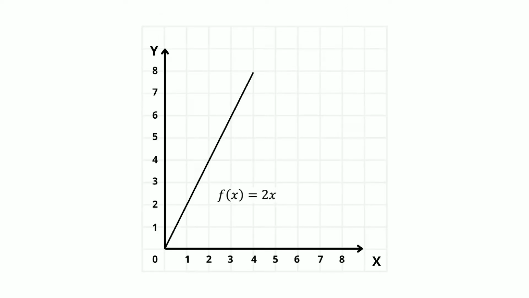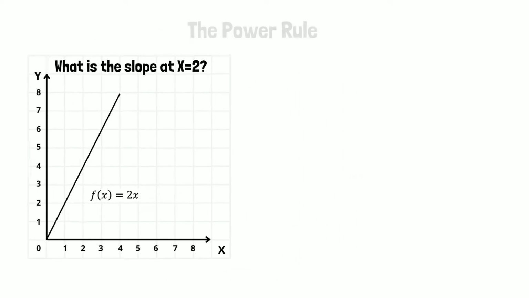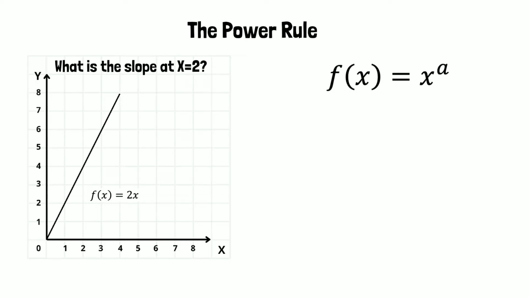Let's illustrate this with an example. On your screen you can see the graph of the function f(x) equals 2x. What is the slope of this function at x equals 2? There is a formula for finding these types of derivatives. This is called the power rule. When f(x) equals x raised to the power of a, the derivative of f(x), which is denoted as f'(x), equals ax raised to the power a minus 1. So x is multiplied by the power of the original function and then the power is reduced by 1.